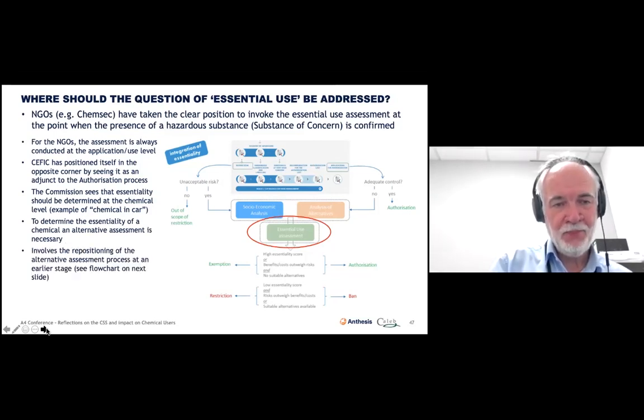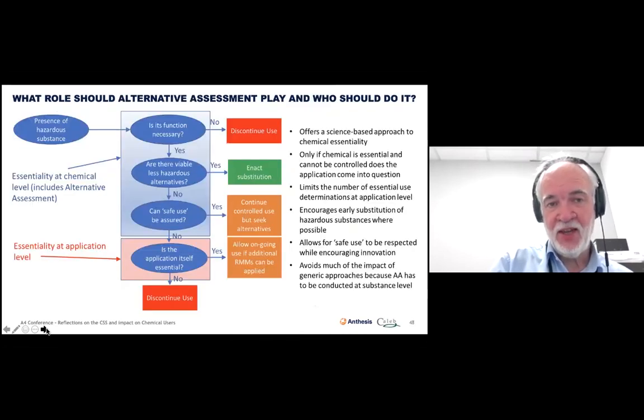So we have a question about where essentiality should be determined. But if you determine it at the chemical level, then immediately you're into an alternative assessment, because that's exactly what an alternative assessment is doing, is saying, is there a way of doing something without using this chemical? And so where we're ending up is to see that alternative assessment may come very much earlier in the process at the point of hazard determination, rather than at the point of risk determination at a later point. So you'd only move to a safe use discussion if you had no alternative available to you. So it's a complete shift in the alternative assessment positioning.